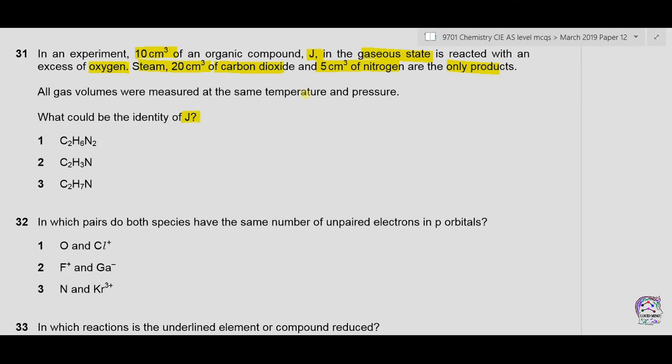Let's write the equation for J. In the question they say that J reacts with an excess of oxygen gas to form steam, carbon dioxide and nitrogen. Also the volumes are given. 10 cm³ of compound J is used. 20 cm³ of CO2 is being produced and 5 cm³ of nitrogen is being formed.